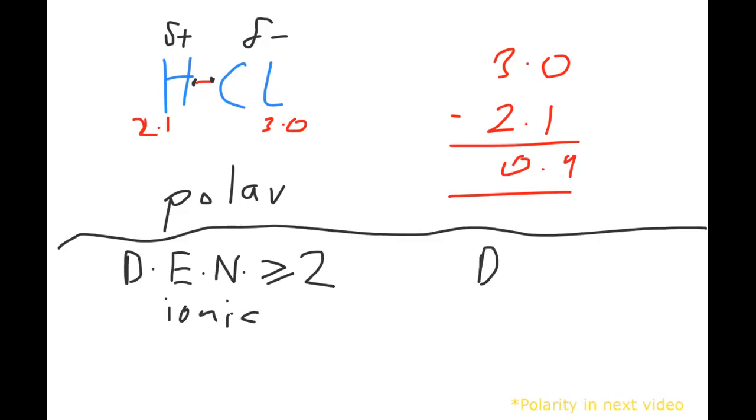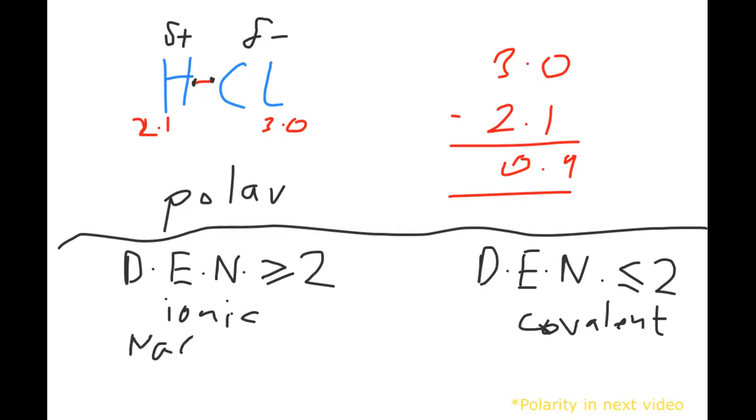And if the difference in electronegativity is less than 2, then it is a covalent compound. So for example, in NaCl, chlorine has a 3.0 value of electronegativity and sodium has 0.9. So the difference is 2.1, which is greater than or equal to 2. So that's why this is ionic.